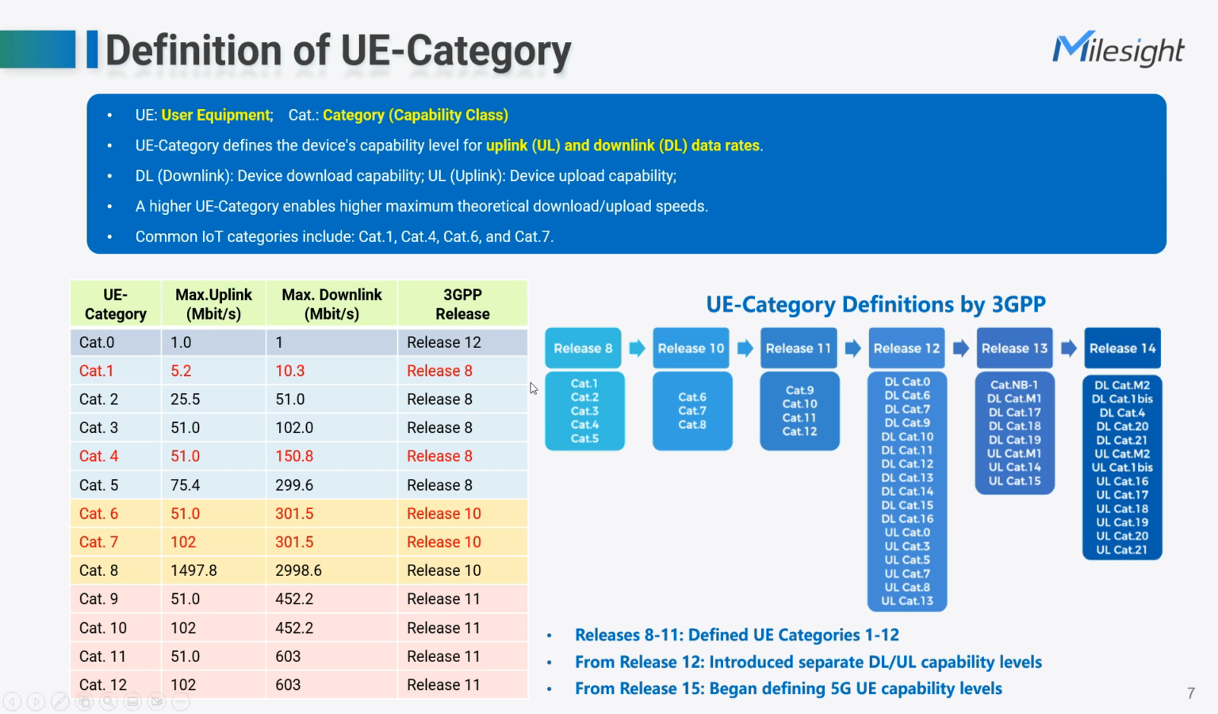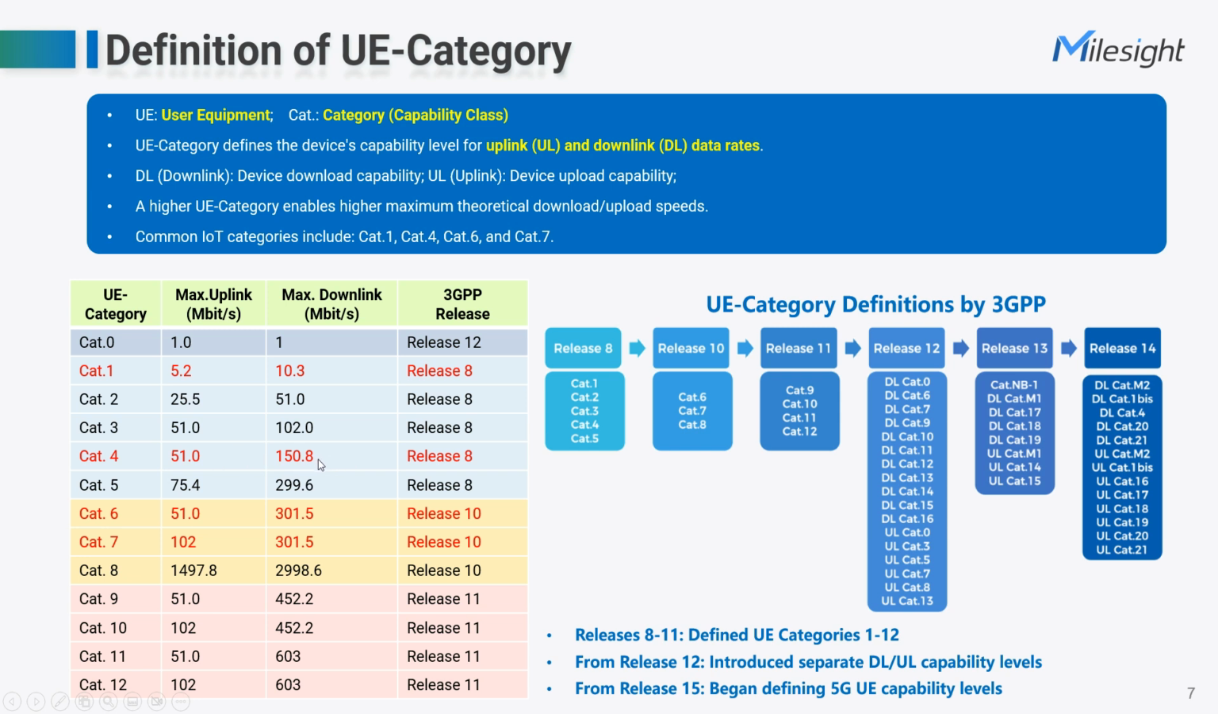In the early 4G days, from releases 8 to 11, 3GPP defined categories from Cat 1 all the way up to Cat 12. Back then, the upload and download speeds were bundled together in one definition. For instance, Cat 4 meant your device could do 150 megabits per second down and 50 megabits per second up. If you wanted to change just one of those, you had to create a whole new category.